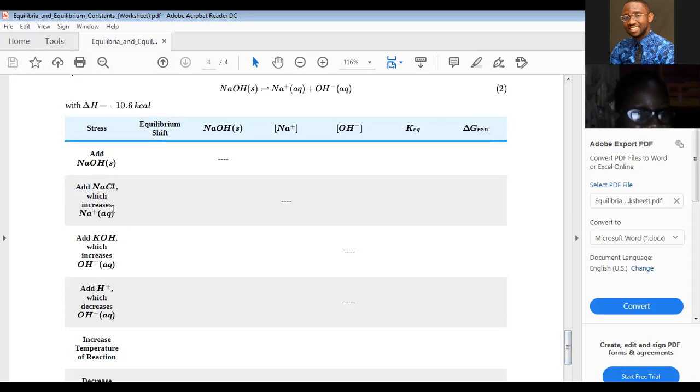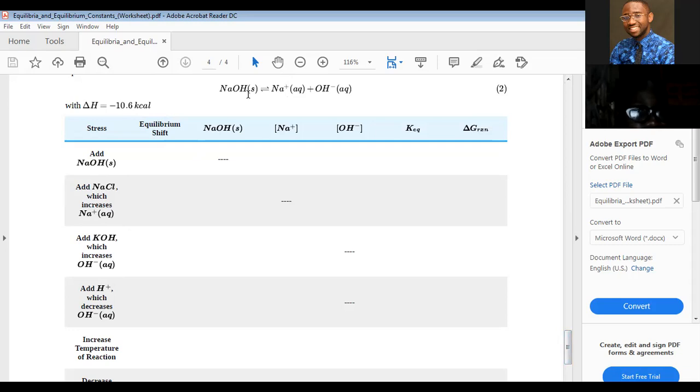Add NaCl, which increases sodium ions. Adding sodium chloride, which increases sodium ions. So where will equilibrium shift to? To the left. Awesome.